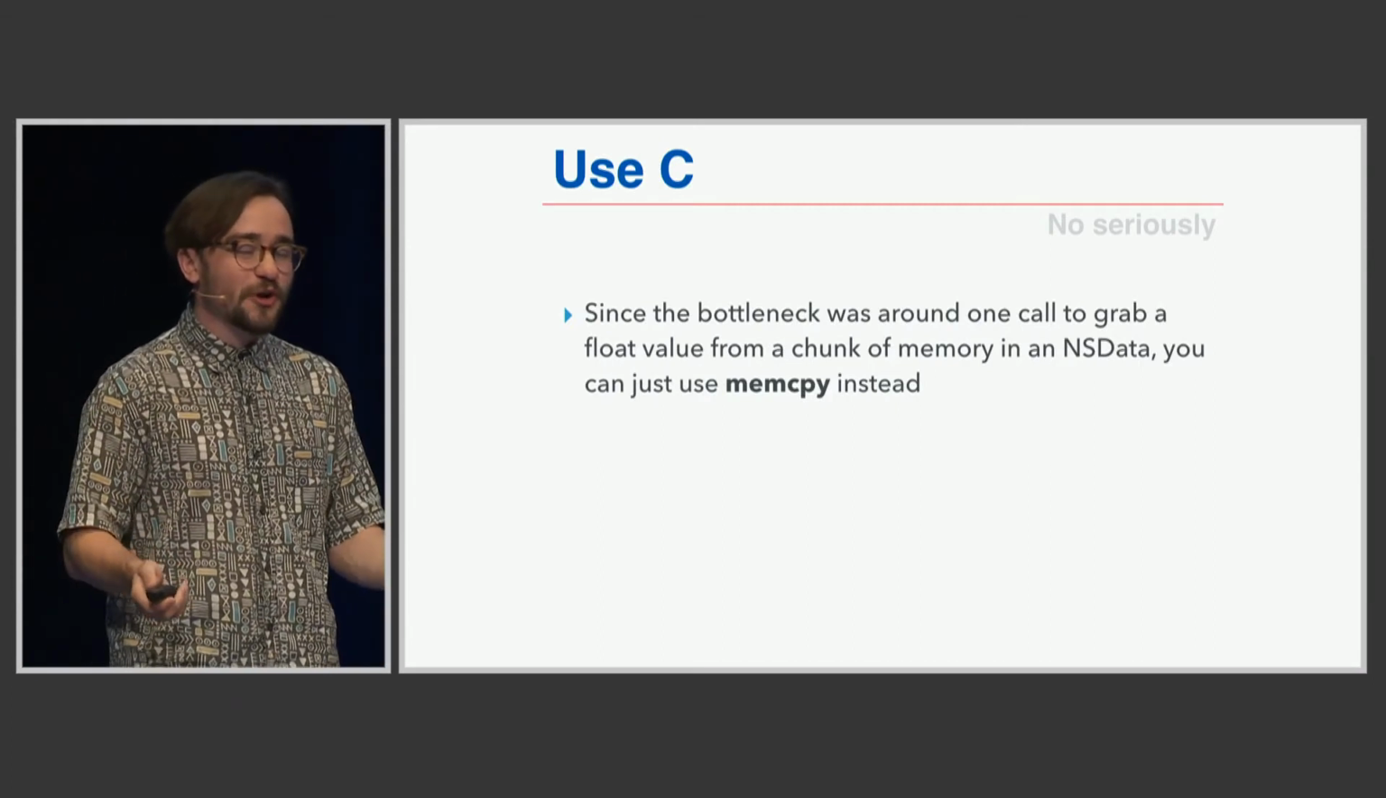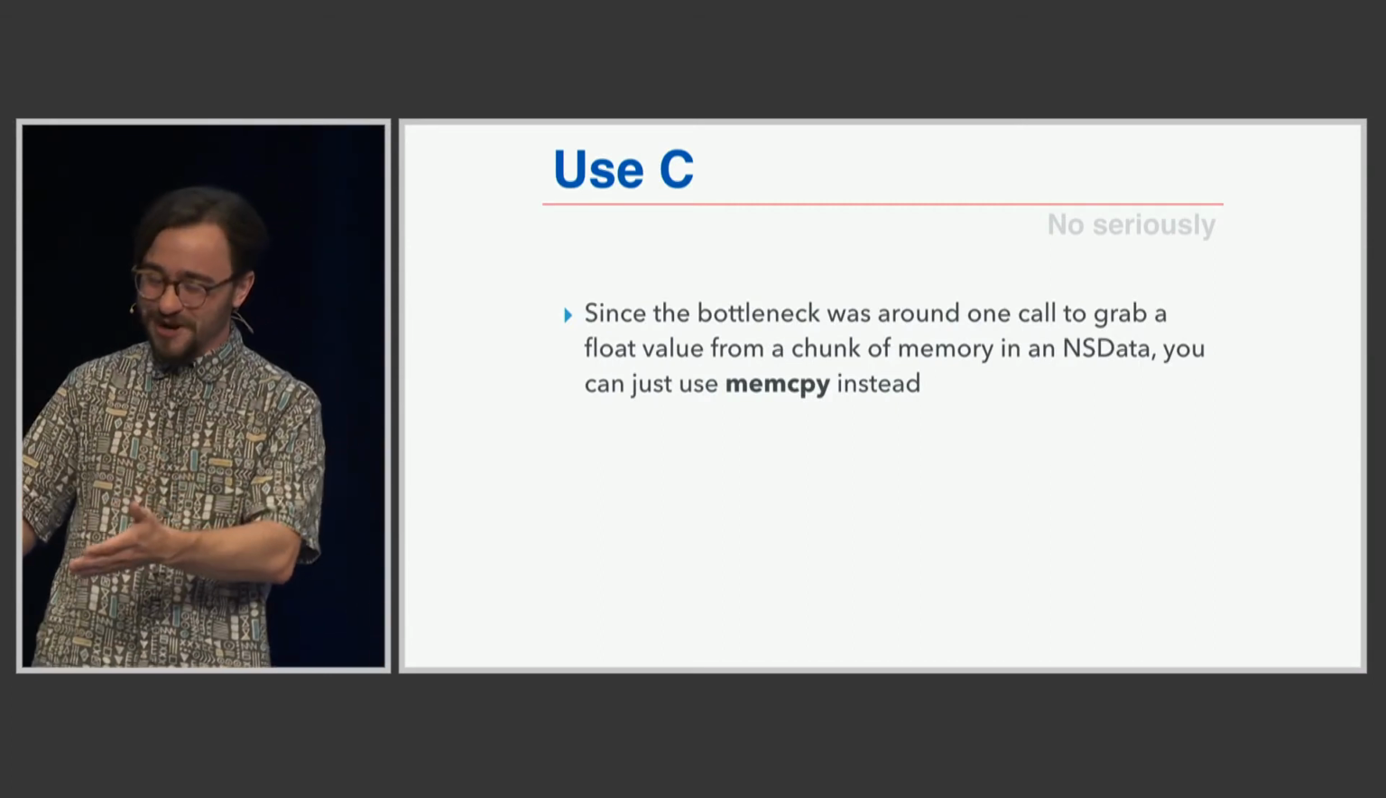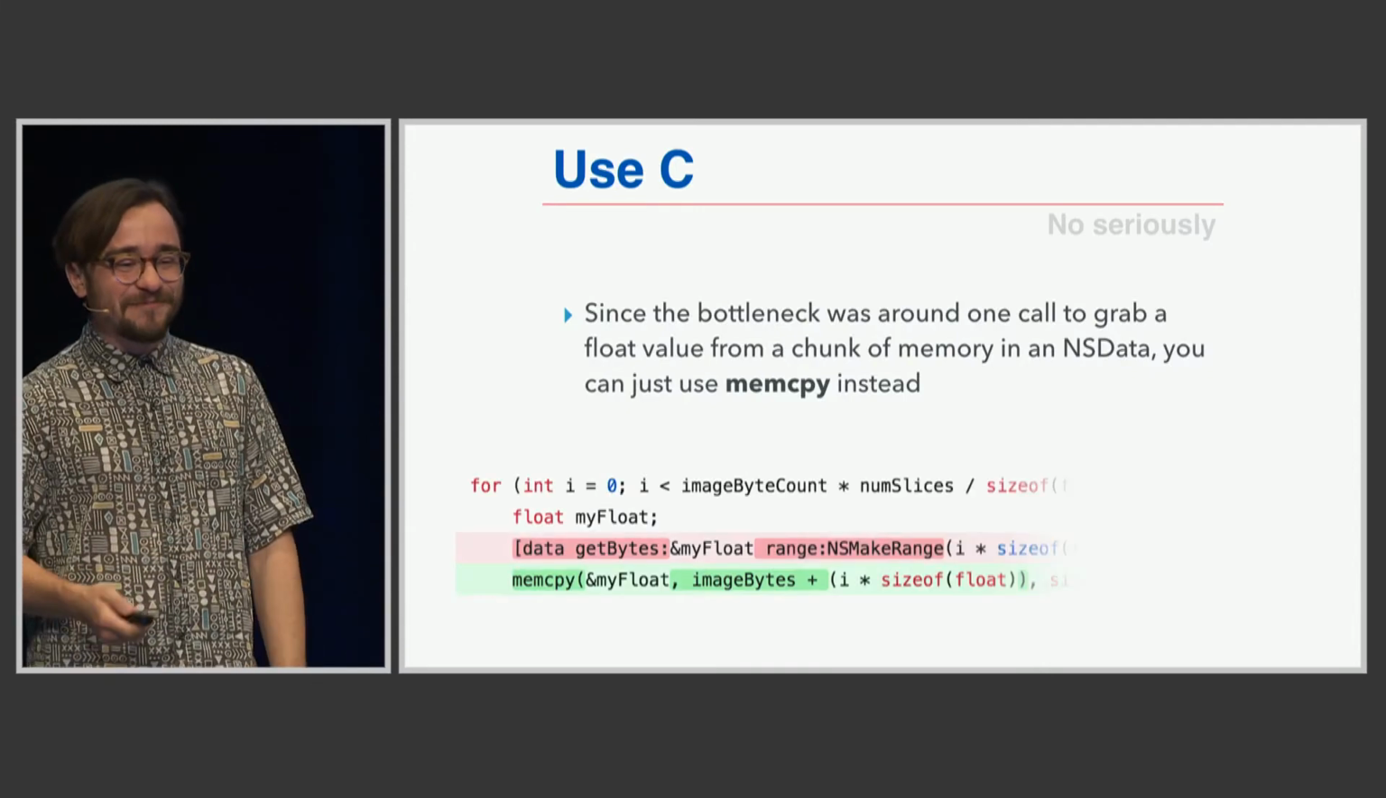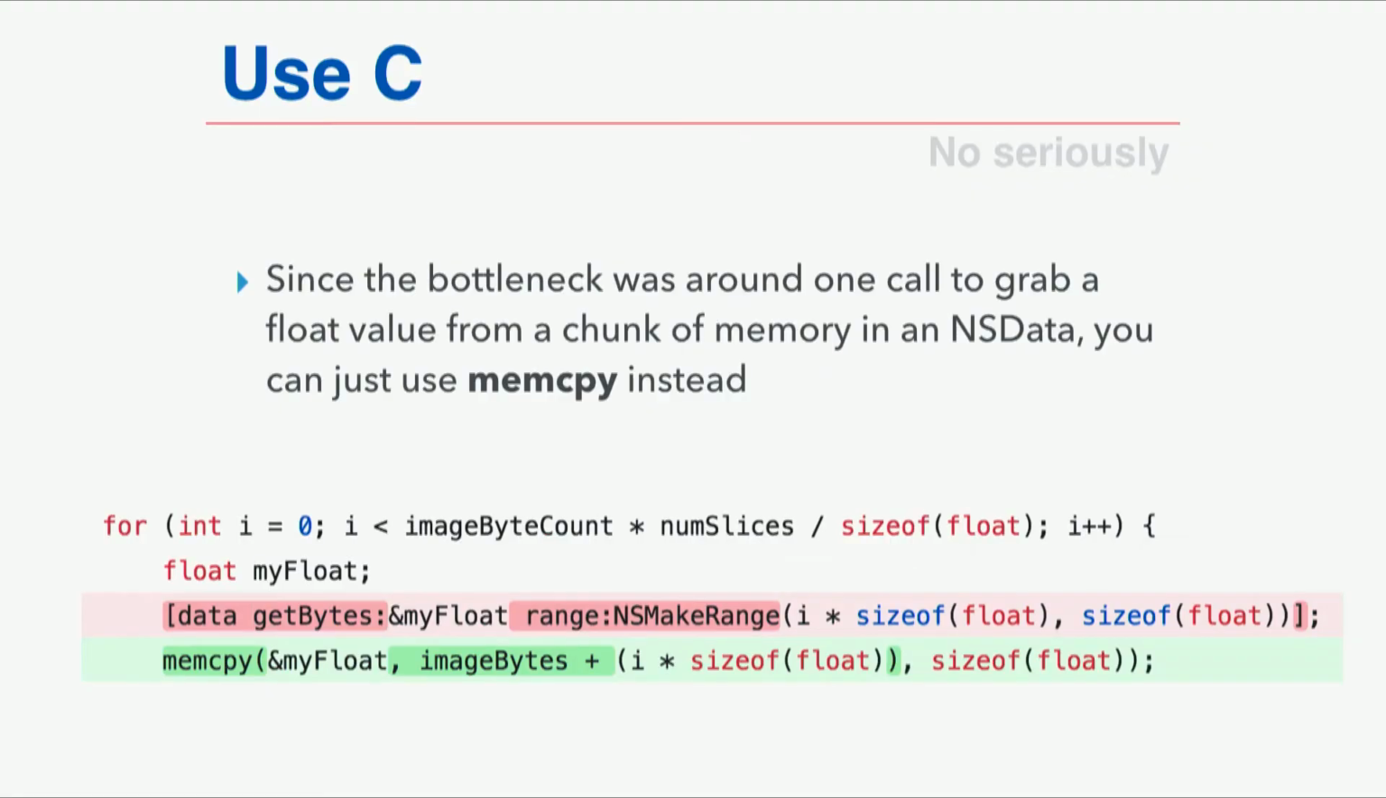You can just use this function called memcpy, and it takes bytes and moves them. And even changing the code was not much different, right? We have a data, we get bytes, we give it a range. Instead, we switched out for a memcpy. We give it a range in a sense. It's a little bit of pointer arithmetic, but it's vaguely the same thing. And just switching these two lines, right?